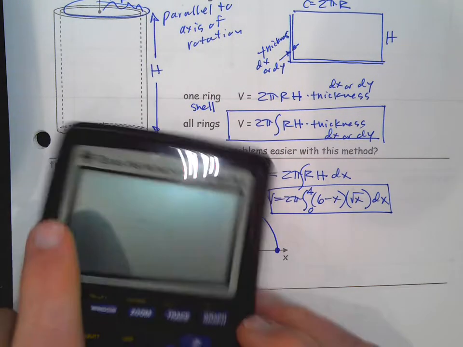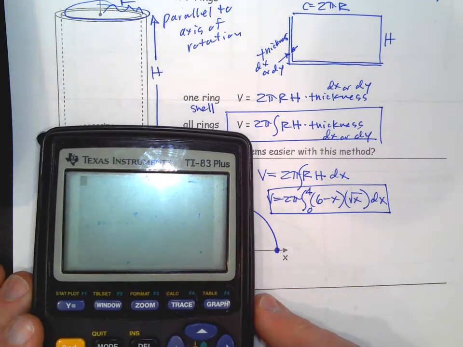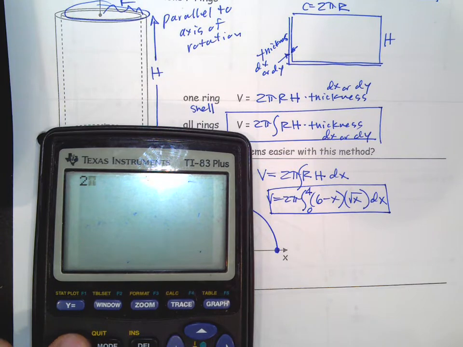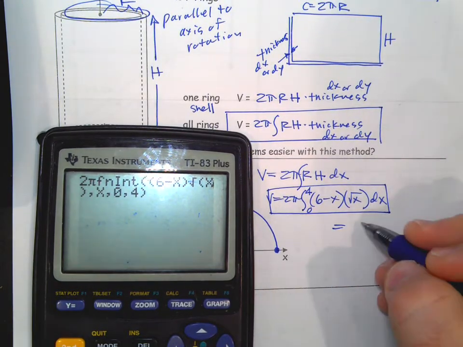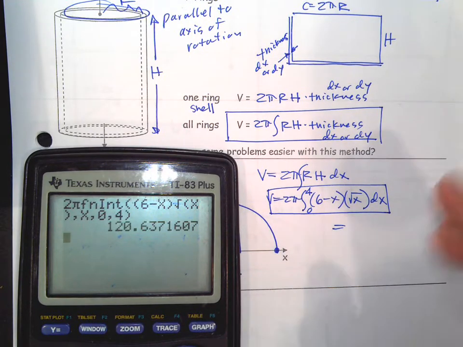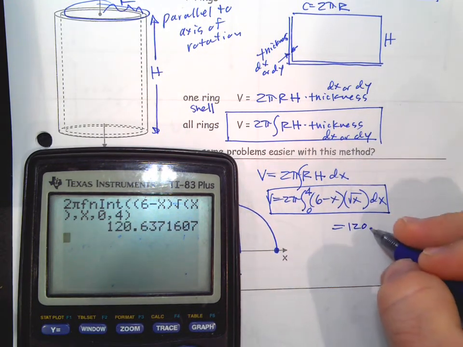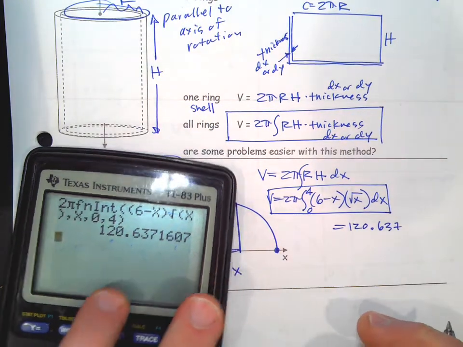Let's try that. Let's get good. You guys probably could all get better at your calculator, faster and more accurate. 2 pi, math 9, parentheses, 6 minus x, square root of x, comma 0, comma 4. Should be fast. You should know where things are. 120.637, rounded, truncated to 3 decimal places, actually is the same this time.